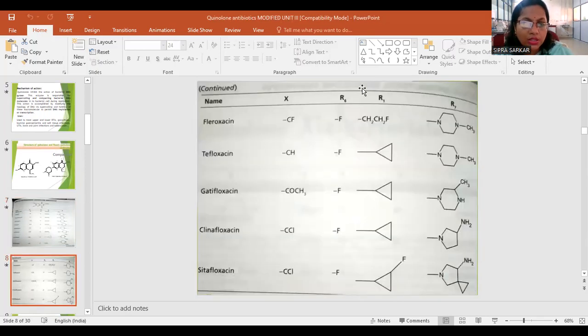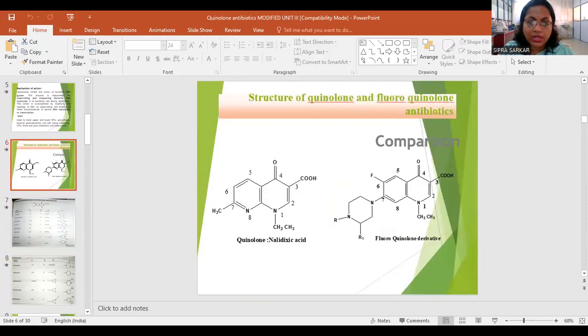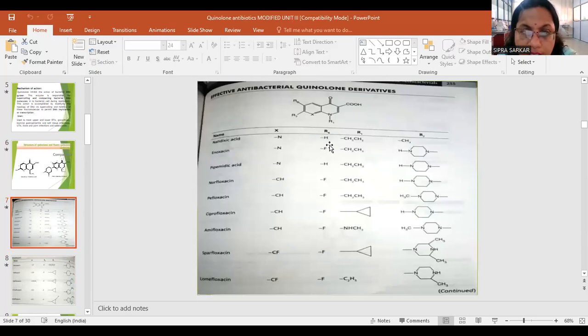Next, going to the structural continuation. If X, that is the 8th position, has a chlorofluoro group, it is chloroxacin, and with a CCOCH3 group at the X position, the carboxymethyl group, it is known as gatifloxacin, a very good category for bacterial infection, for the eye also. And some higher category ciprofloxacin is also there, where R1 and R7 are changing. There are some changes known as R1 and R7.